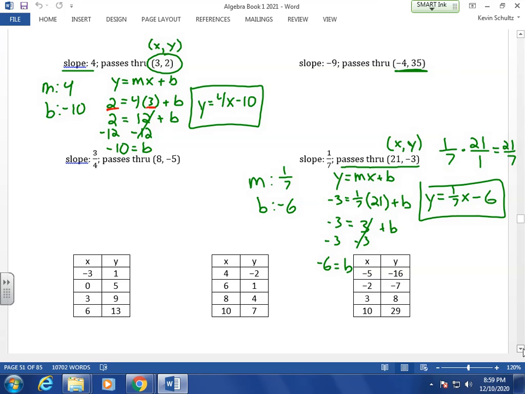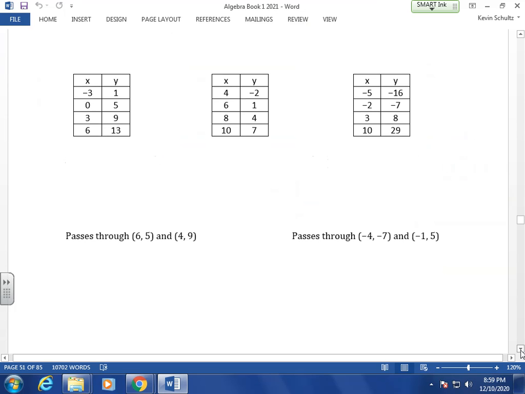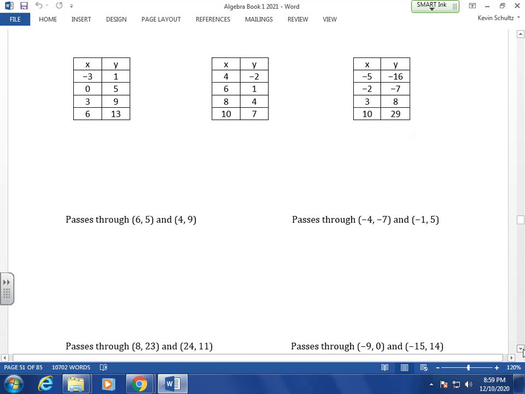The third type, I'm not going to give you either the slope or the y-intercept. I'm going to give you an xy table. But if you think back to earlier, we talked about how to find slope from an xy table. Because what is slope? Slope is the difference of your y values over the difference of your x values.